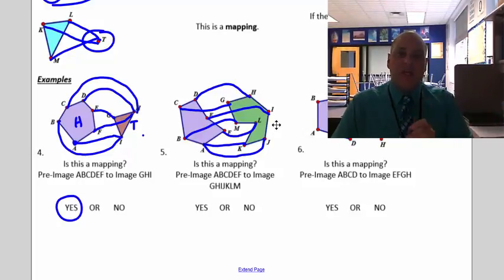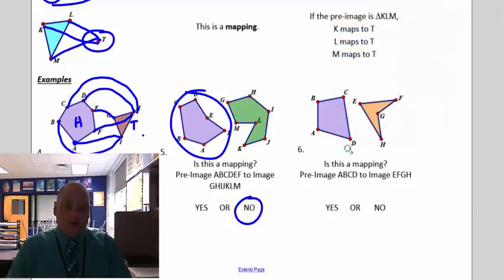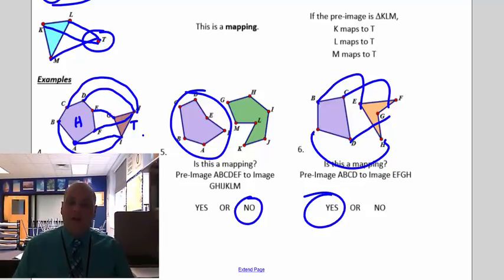Once you do a transformation and change the point, it can only go to one place. So each point in the pre-image can only go to one point in the image. So because there's more points in the image, this is not a mapping. And then this one here, 1, 2, 3, 4, you have the same number of points, right? So B to E, C to F, D to G, A to H. There we go. There's 1 for 1, so that would be a mapping, yes. You just can't have more points in the image than you do in the pre-image.